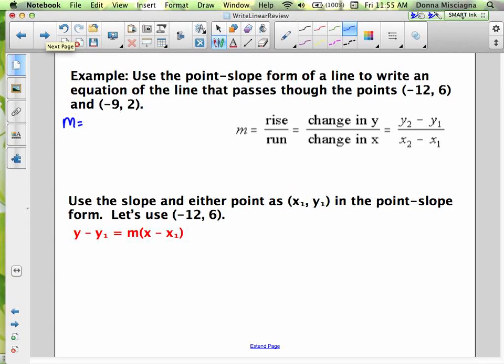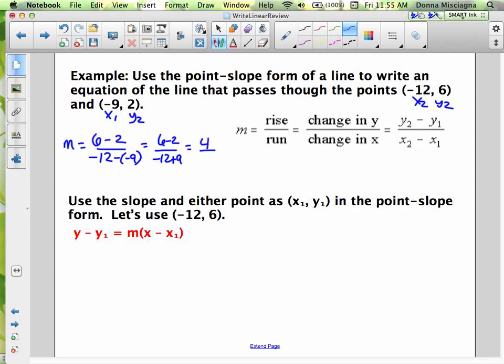So if I'm going to start over here with these 2 points, then this would be x1. So I have to make sure that I line up my points. And now that I've done that, I have no room for my slope. So let's move it down just a little bit. So we have 6 minus 2 divided by -12 minus a -9, which would be 6 minus 2 over -12 plus 9, which is going to be 4. And this would be a -3. So -4 thirds.